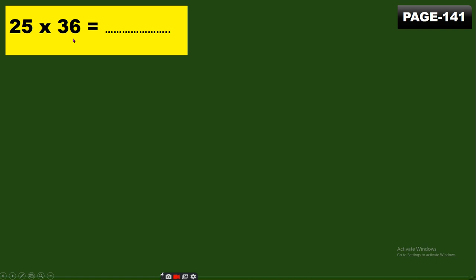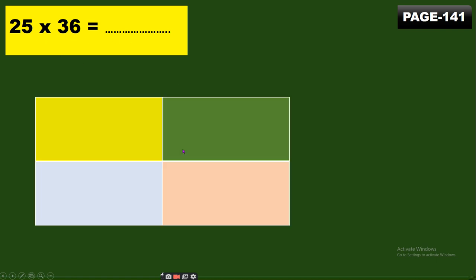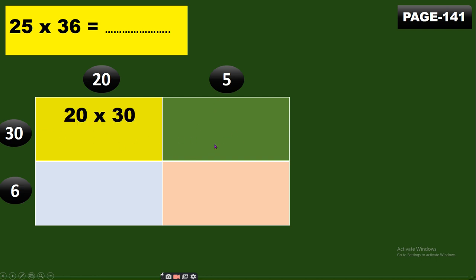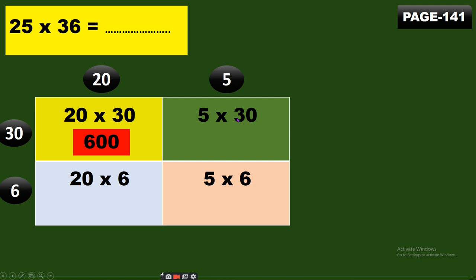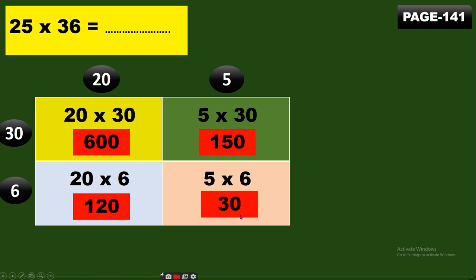25 multiply by 36. 2 digit multiply by 2 digits. So 2 box and 2 box. 25 equals 20 and 5. 36 equals 30 and 6. Here 20 multiply by 30, 5 multiply by 30, 20 multiply by 6 and 5 multiply by 6. Okay, 2 3s are 6, 0 0, 600, 5 3s are 15, 0, 150, 2 6s are 12, 0, 120 and 5 6s are 30.